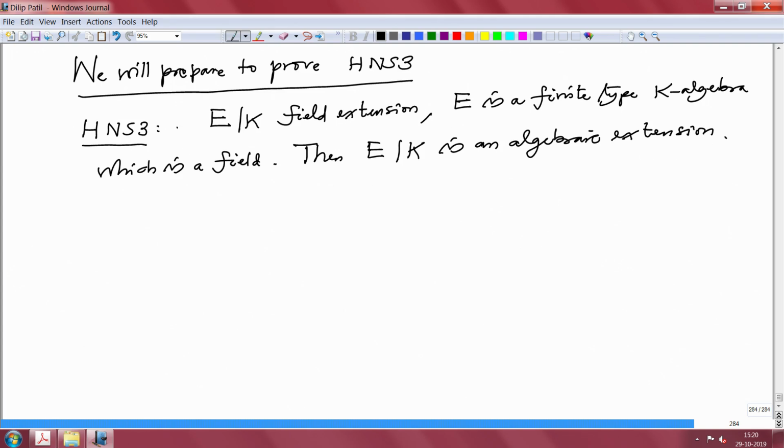This is what we need to prove. To prove this, I will state two lemmas, and then we will use these lemmas to prove HNS 3, and that will complete the proof. So lemma 1. Actually, I will state lemma 1 and prove it, state lemma 2 and prove it, and then come to the proof of HNS 3. So what is lemma 1?